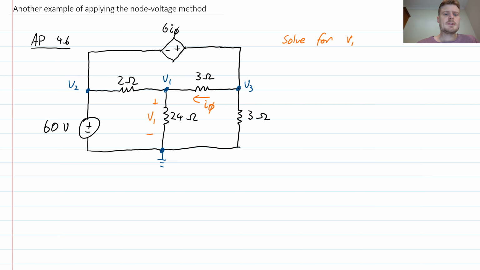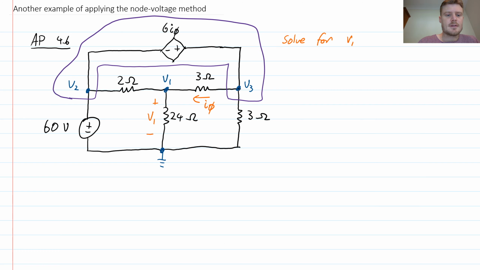Now, when you look at this, you might initially think that you actually want to do a supernode, where you have all of this area that I've drawn around in purple as a supernode. The reason you might think that is that you have two nodes which are connected by a voltage source. But if I look a little bit further at this circuit, I will also notice that there's the 60 volt source over here.